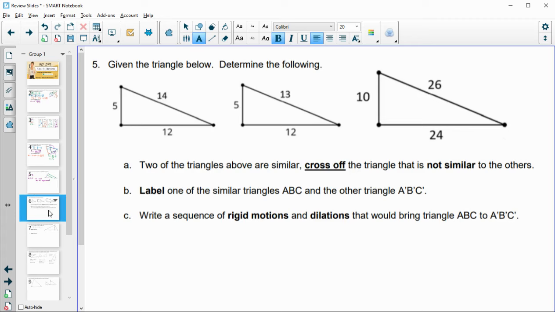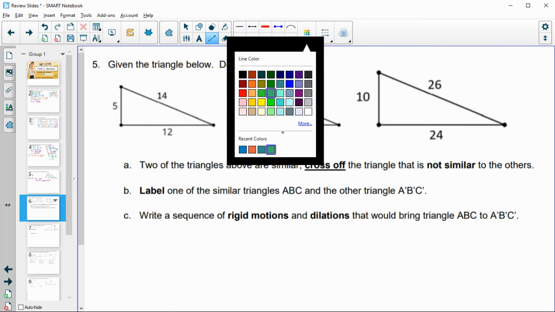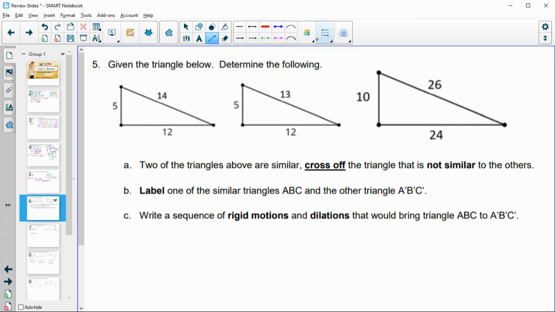All right, then let's take a look at number 5. Number 5 says, given the triangle below, determine the following. The first thing that we need to do is determine which of the 2 triangles above are similar and cross off the one that isn't. When I'm looking at this, one thing that I'm noticing is in these first 2 triangles, they both have legs of 5 and 12. So that means one of these is not going to be similar to the other, since the only measurement that changes in these is that hypotenuse. Let's see which of these two is not similar to this larger one.